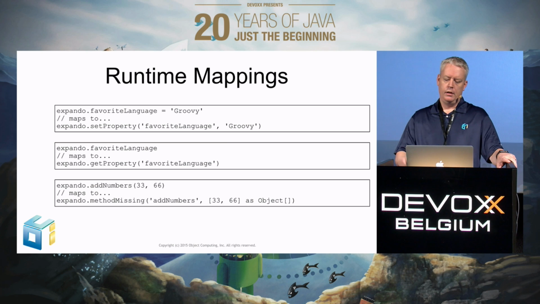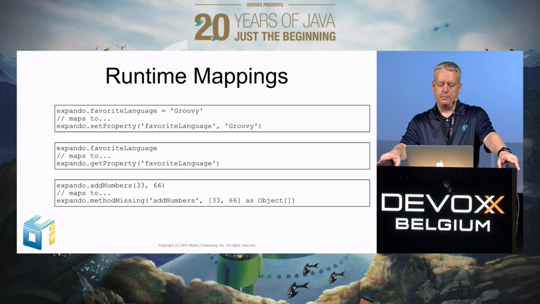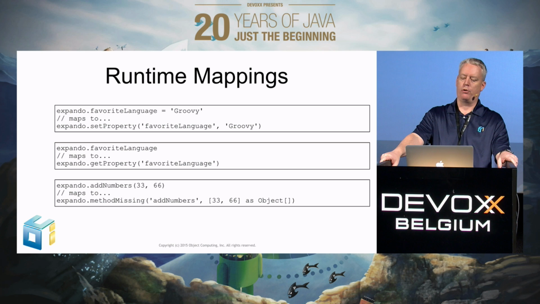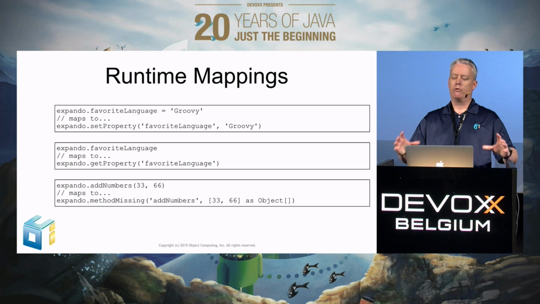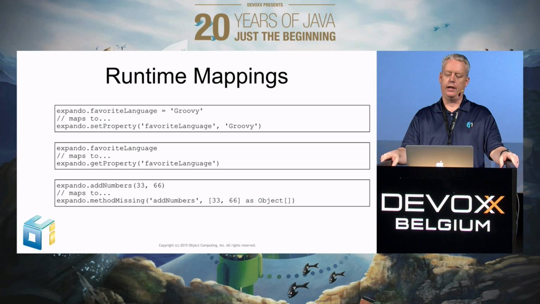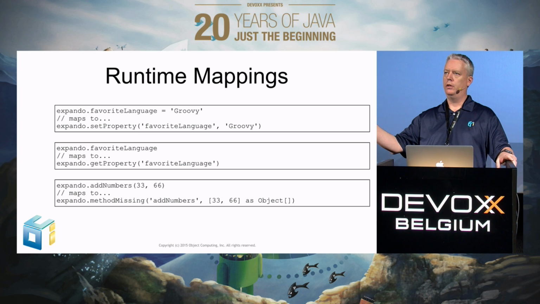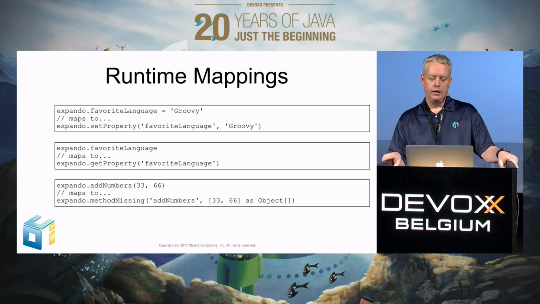All right, so let's start to drill into the dispatch mechanism and get a sense for how some of that works. So when you assign a value to a property in Groovy, like expando.favoriteLanguage equals Groovy, remember what you're really doing there is sending a request to the MOP. You're sending a request to Groovy and saying, here's an object, here's a property name, and here's a value. See if you can make that happen.